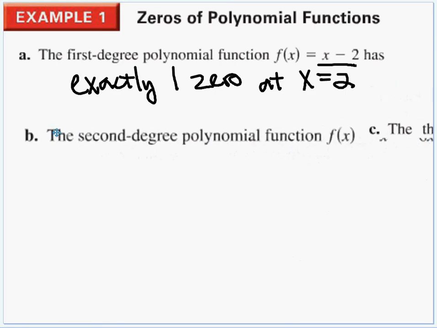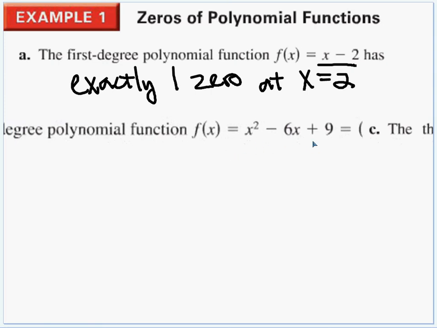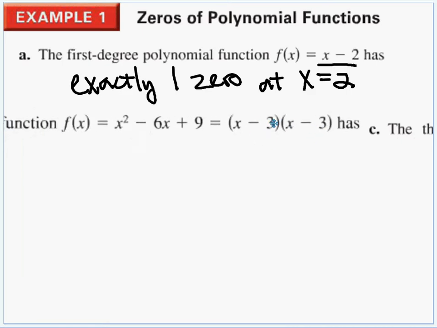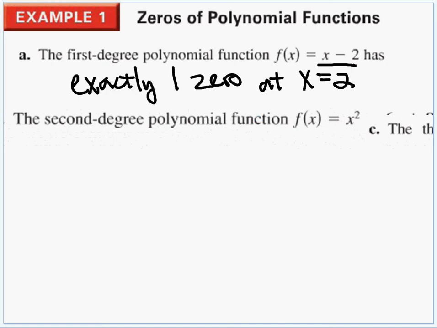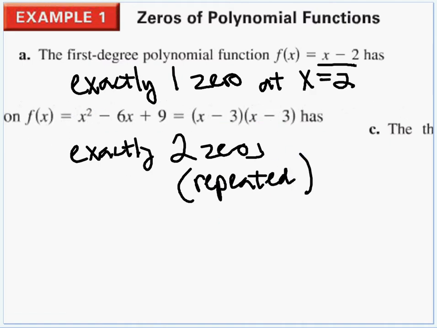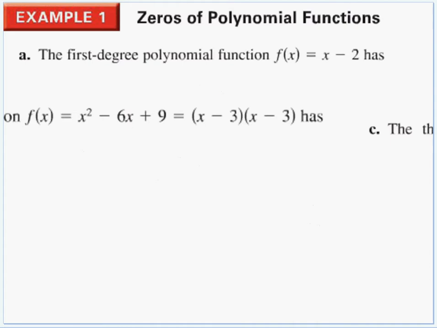Letter B. The second degree polynomial function, x squared minus 6x plus 9. Well, we could factor that into x minus 3 times x minus 3. It has, for this one, exactly 2 zeros. But I'm going to put in parentheses, it's repeated, because we could write that as x minus 3 quantity squared. So it is a repeated zero, but there are 2 of them there. And remember, this multiplicity says on the graph we would bounce off the x-axis, not cross it.